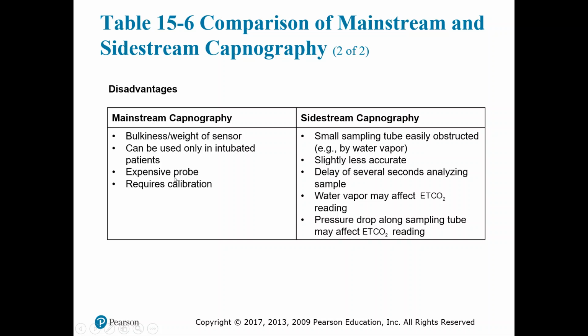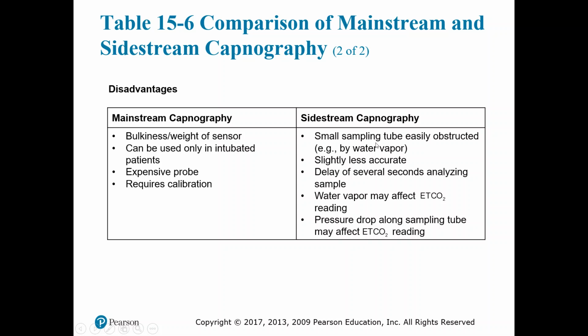The probe is expensive because the sensor is right there in that probe. It is disposable because you can't use it on multiple patients, so it gets thrown away. You have to replace that sensor every single time. And they also require calibration.